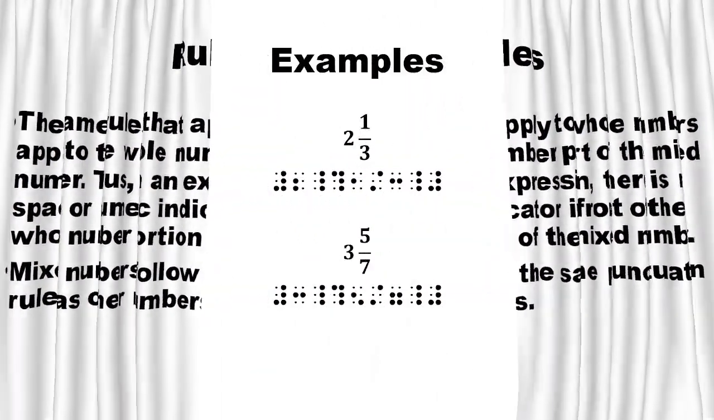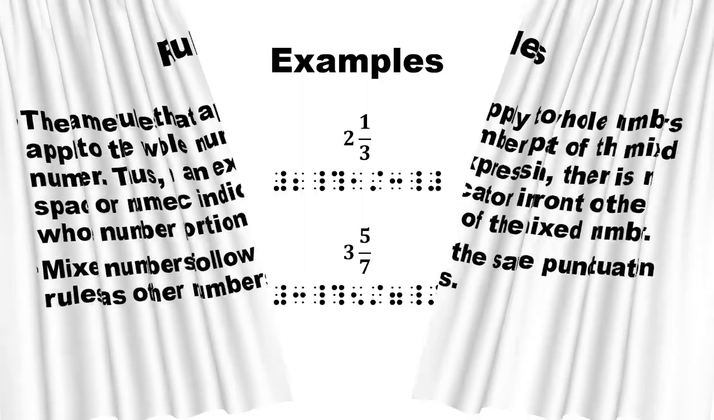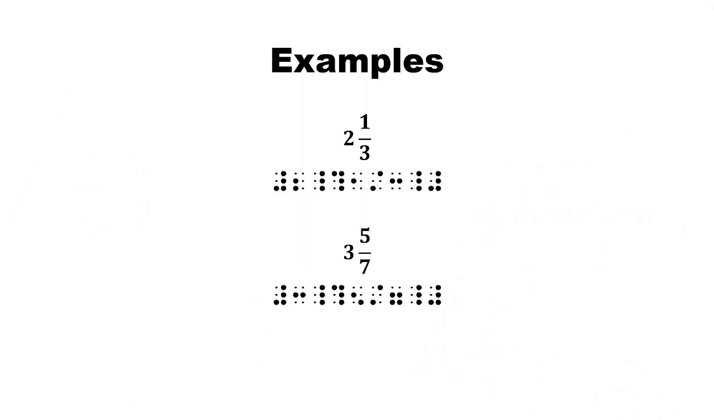Okay, let's go over to our example. So we have our first example. We have 2 and 1/3, 2 being the whole number and 1/3 is the fraction part. So how do we write this mixed fraction?